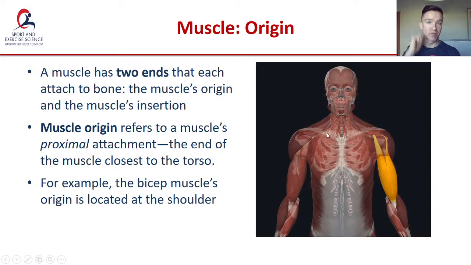With that being said, we'll have a little recap on muscles, origin and insertions. Just to refresh your memory, each muscle has two ends that attach to a bone, the muscle's origin and the muscle's insertion. The muscle's origin refers to the muscle's proximal attachment, the end of the muscle that's closest to the torso or to the midline of the body. For example, the bicep that's illustrated in yellow in the image here, its origin is located in the shoulder. So this is the proximal end of the biceps muscle. The muscle originates up in this area here.